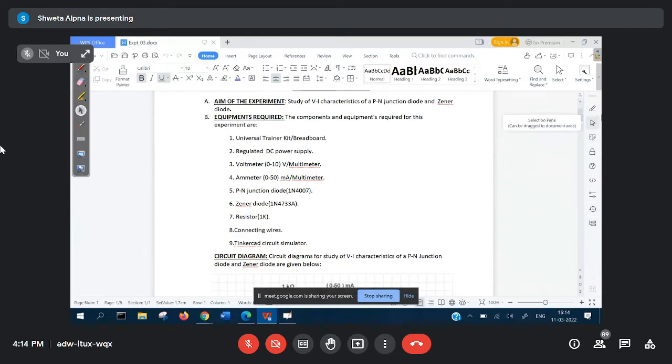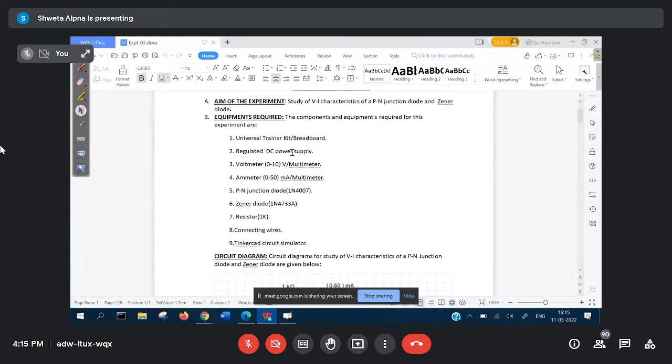If you see, these are the equipment when you are doing it physically in the lab. So these are the things you need. There will be a breadboard, a DC power supply, and a voltmeter to measure the voltage, because you are plotting a graph between V and I. For measuring the voltage, you need a voltmeter that will be connected in parallel. We'll see the circuit diagram, and to measure the current, you will need an ammeter. The breadboard is a kind of board where you will make the connections physically.